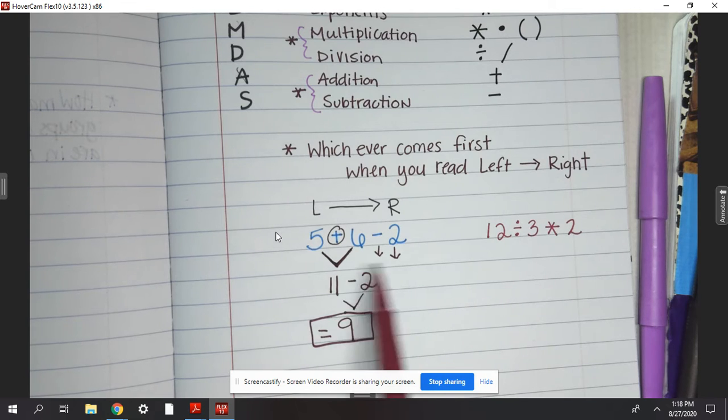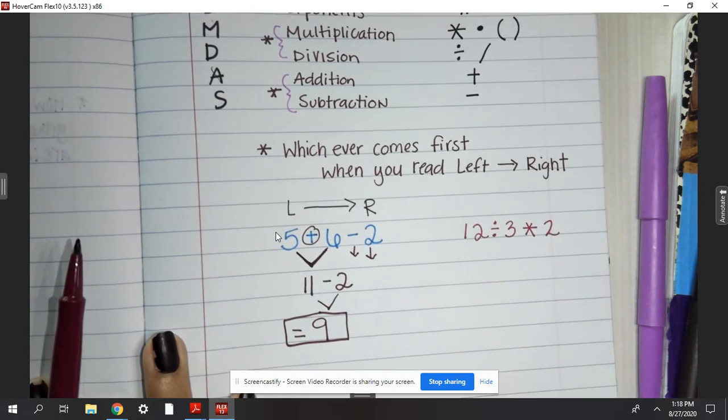The other thing I want you all to notice is look how nice and neat I am writing. Math is all about making sure that you're writing nice, neat, and very clearly. So let's look at the other example.